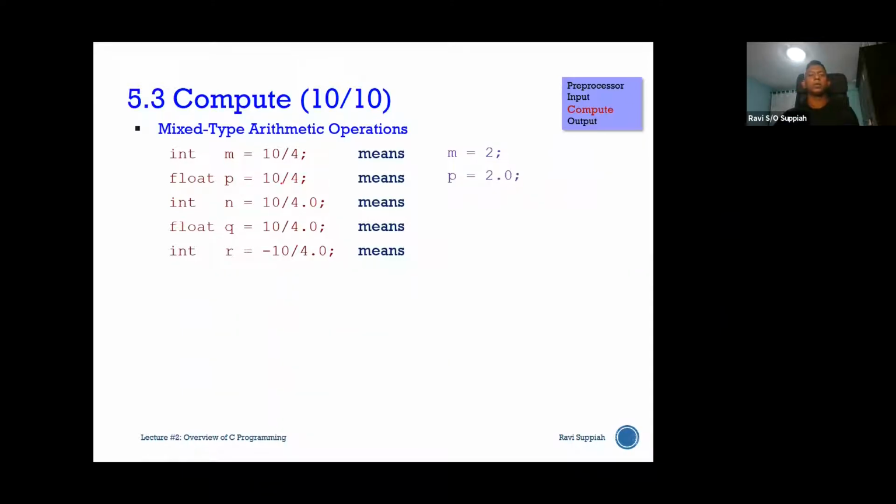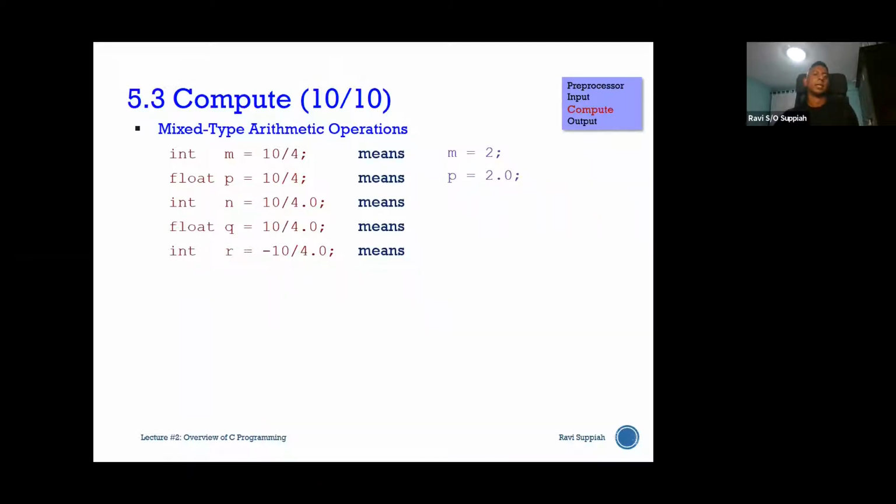Float p equals 10 divided by 4. Now 10 divided by 4 is 2.5, correct? But float p is declared as a float, and still you do not get the answer as 2.5 here. You get the answer as 2.0. Now why is that so?